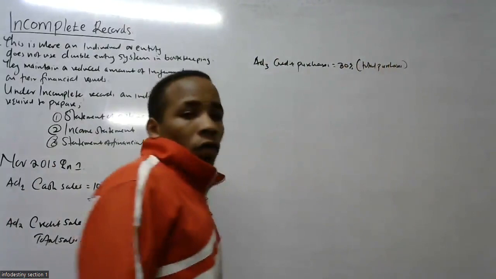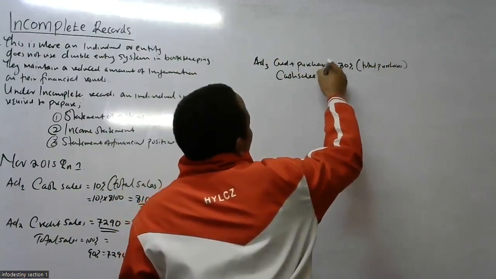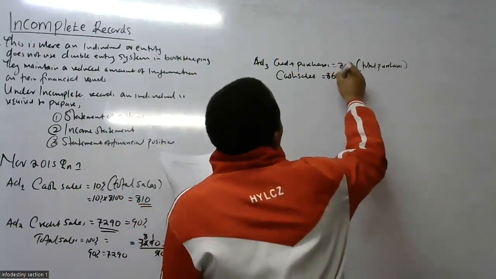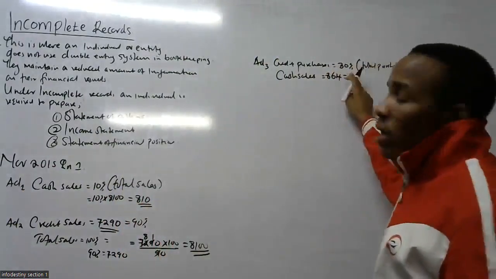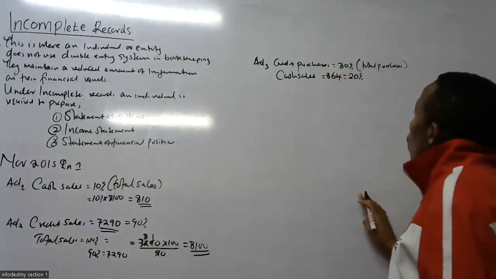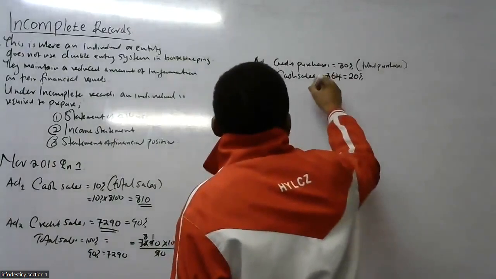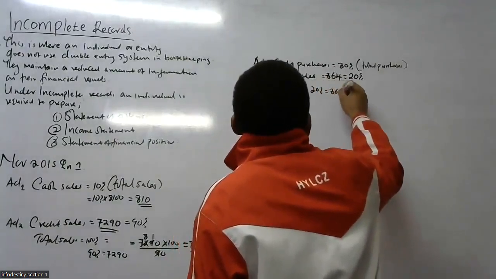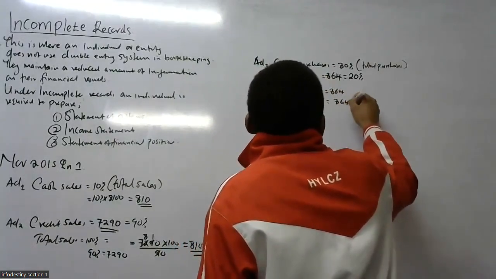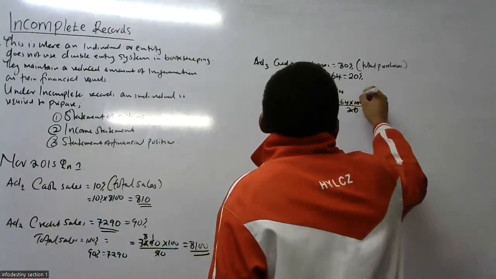Of the total purchases. We are told that the cash sales given under the transactions above were 864. If credit sales are 80%, that means the cash sales were 20%. So we want to determine the total purchases. If 20% equals 864, how about 100%? It will be 864 multiplied by 100 divided by 20, and this will be 5.